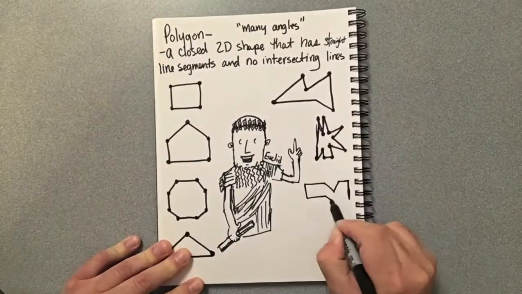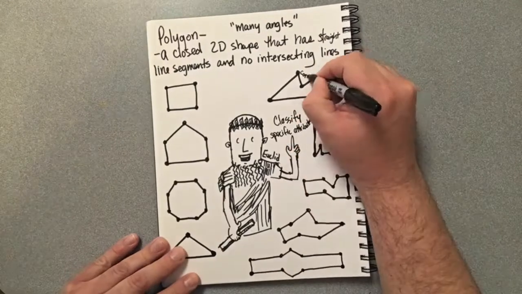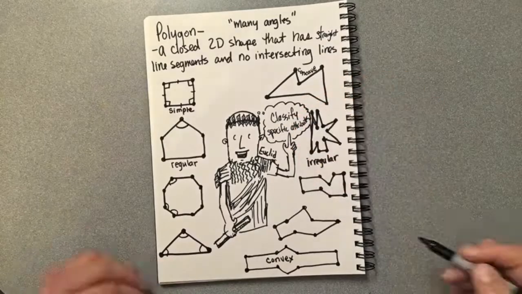Let's take a look at some of these examples. We can even look at the attributes of these polygons and put them into special groups. All right, make sure to add this page to your notebook.